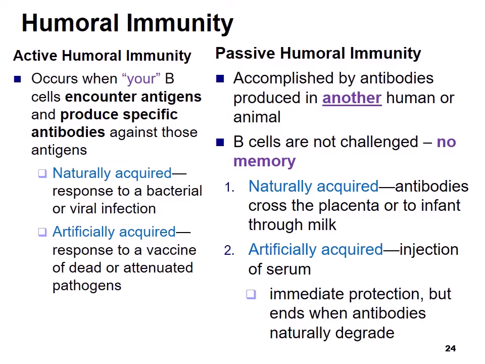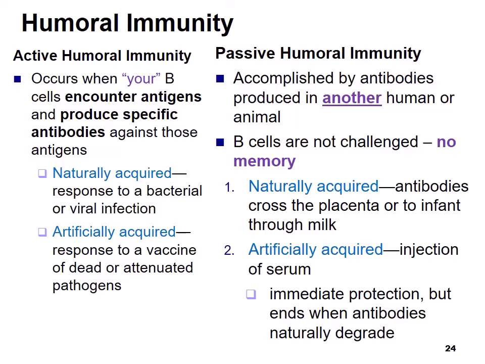artificially acquired. So active humoral immunity is when you, or whatever organism we're talking about, when you or their B cells encounter specific antigens and produce specific antibodies against those antigens. So humoral immunity can either be naturally acquired or artificially acquired. If it's naturally acquired, that could be like through response to bacterial or viral infection. If it's artificially acquired, your B cells are still going to be doing the work, but they could come across a vaccine of a dead or weakened pathogen and still respond to that. So as long as you're making it or the organism is making it, then that's active humoral immunity.